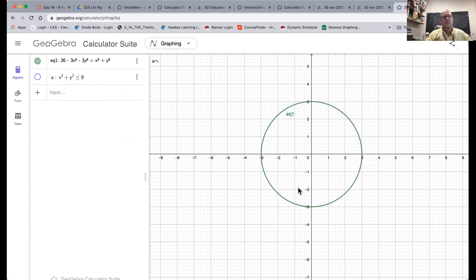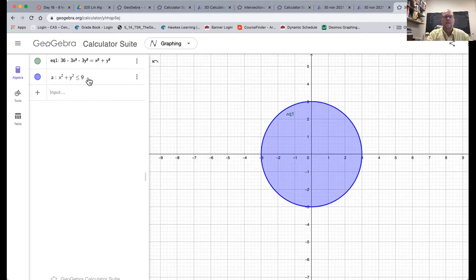And that's algebra you can totally do yourself. You can take the 36 minus 3x squared minus 3y squared equals x squared plus y squared, move the 3x squared and the 3y squared over so that you'll have a 4 times x squared and a 4 times y squared, divide everything by 4, and you have that circle. Now, of course, we want where things are between those. So we actually want the region to be that whole circle.